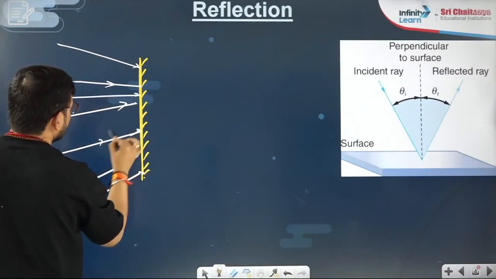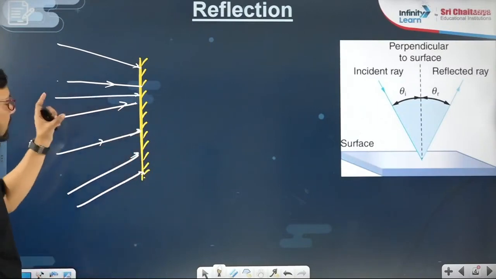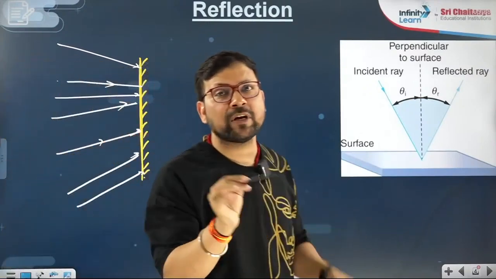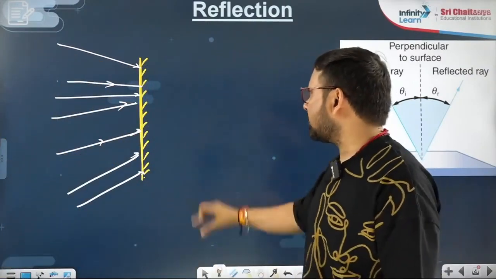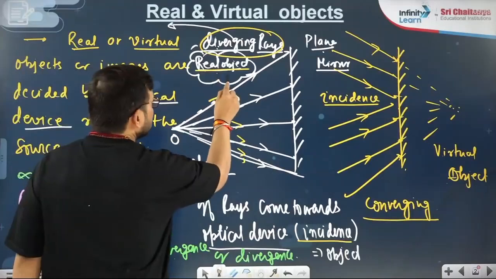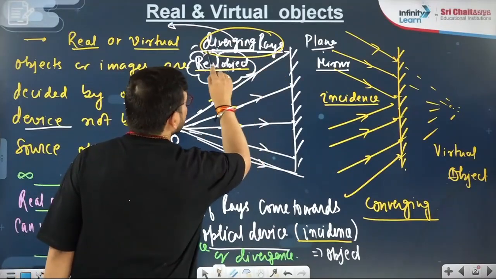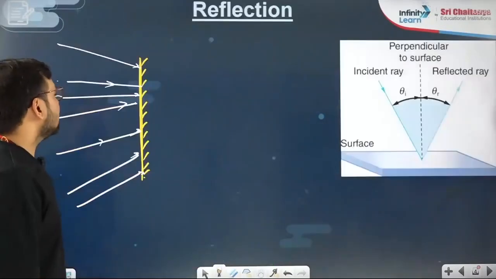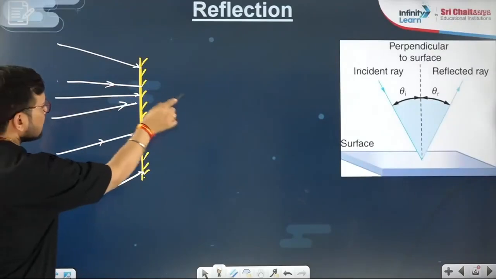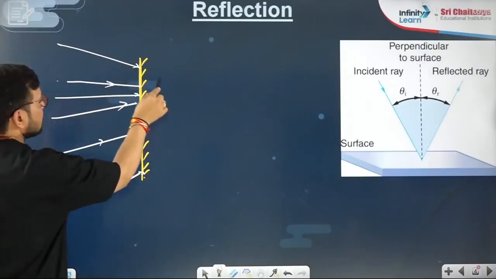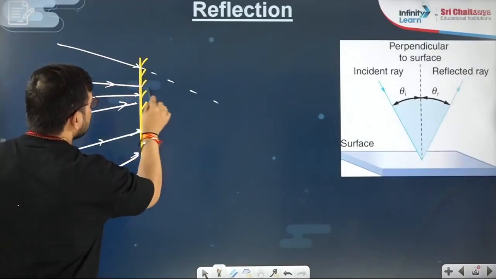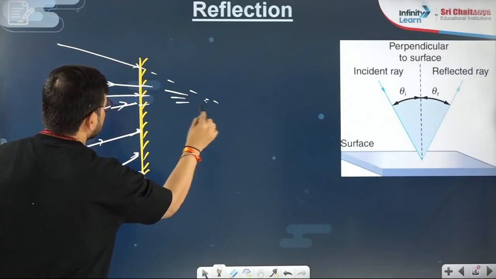Can you tell me what we are talking about here? It is a real object, because incidence is there, we are talking about object. Real object or virtual object? For a real object, what rays do you need to have? You need to have diverging rays. Now see, are they converging rays or diverging rays? They are converging rays. They will converge somewhere, at some position.